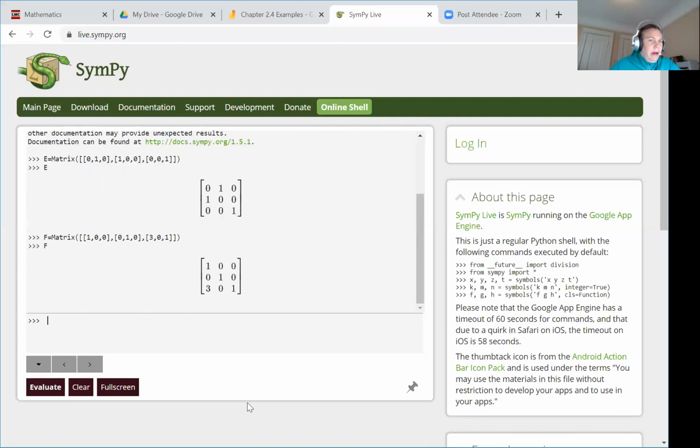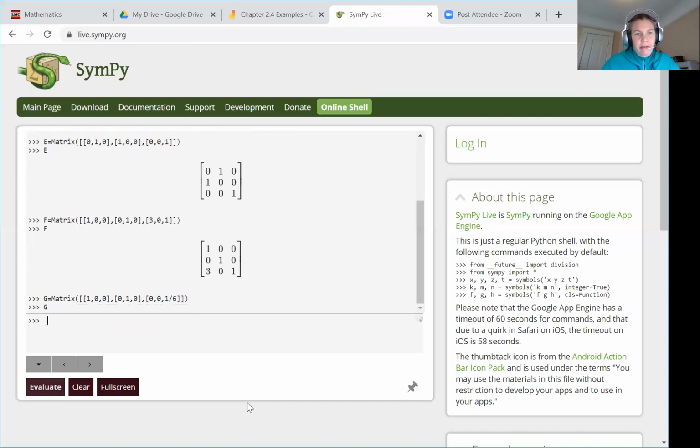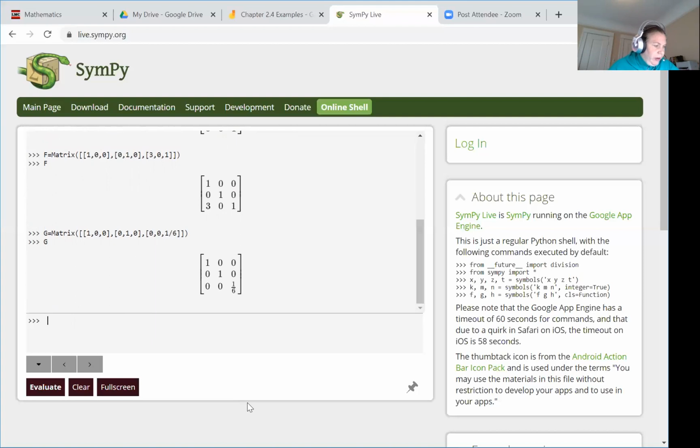All right, so we've got our first two elementary row matrices, and for my third elementary row matrix, I'll call it G. That was 1, 0, 0 in the top row. The second row was the usual 0, 1, 0. And the third row was 0, 0, 1/6. You can verify matrix G here. All right, looking good.